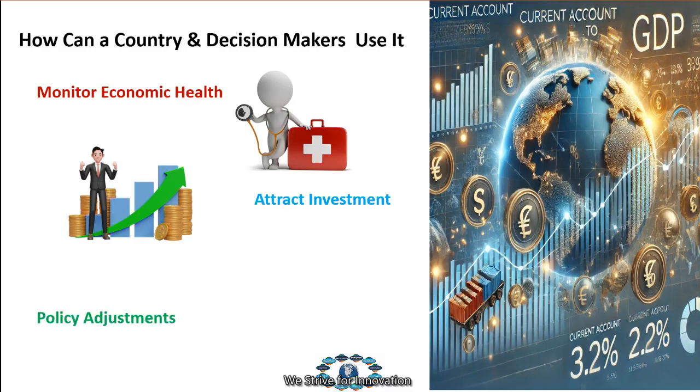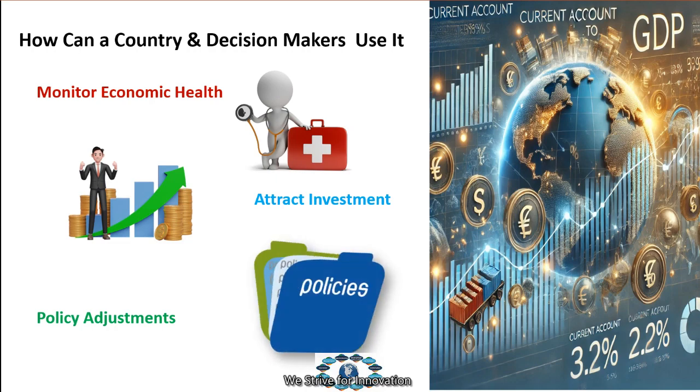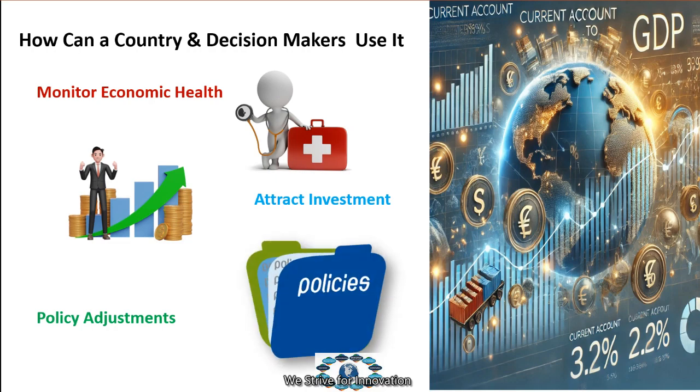And lastly, policy adjustment. Governments might implement policies to boost exports or to reduce imports if the ratio is low, which is a deficit, imposing tariffs, for example, to reduce imports. Or to stimulate domestic demand if the ratio is high, like a surplus, by providing incentives for export-oriented industries and promoting exports.